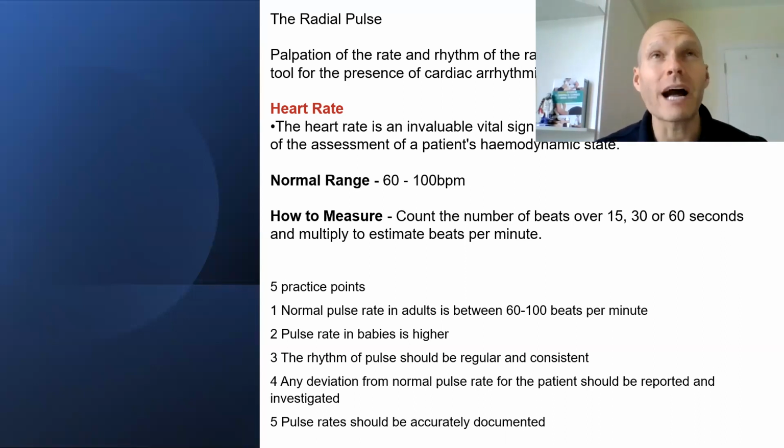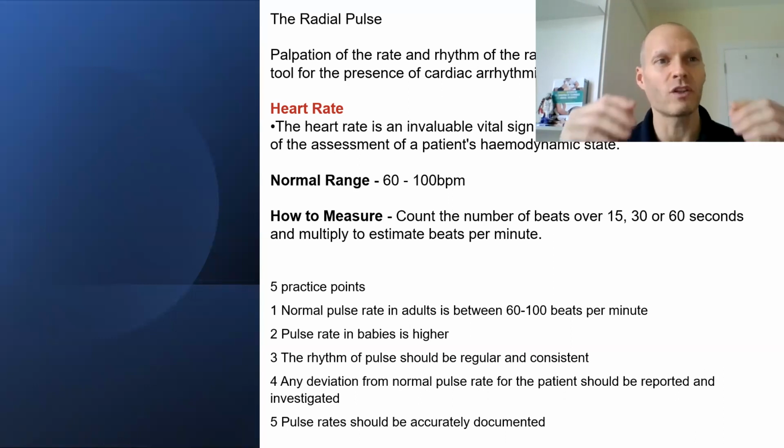Now, palpating the radial pulse can be quite a nice thing to add into your cardiovascular screen. We're looking for around 60 to 100 beats per minute. Now, as you can see, there's ways that we can measure that. We can count the number of beats over 15 or 30 or 60 seconds, and then you'll multiply it to work out how many beats per minute.